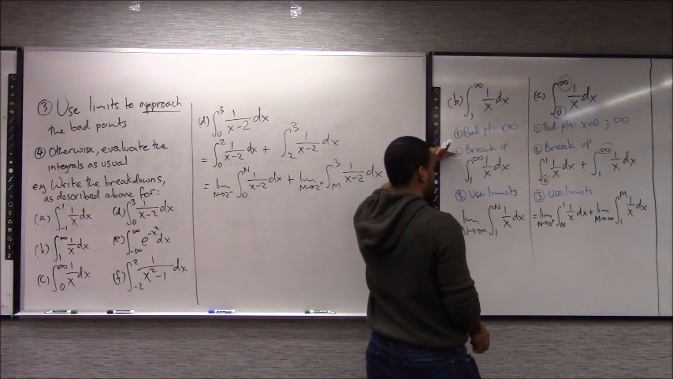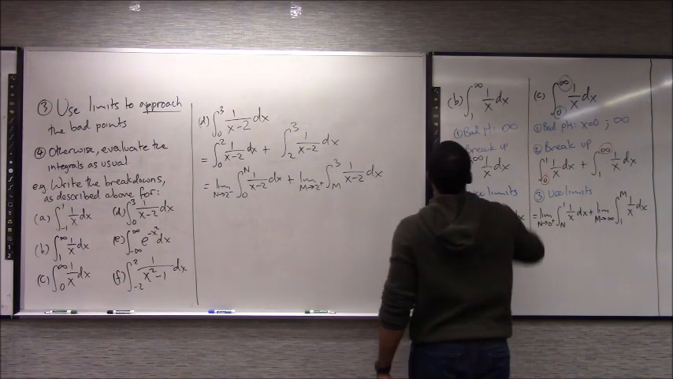What are the bad points? How am I going to break it up? How am I going to apply the limits?